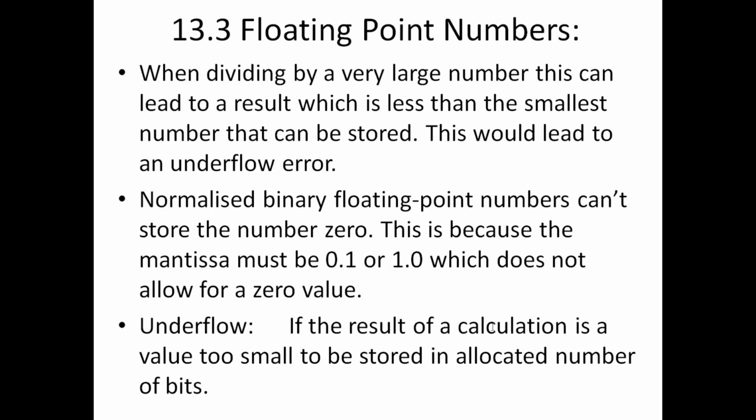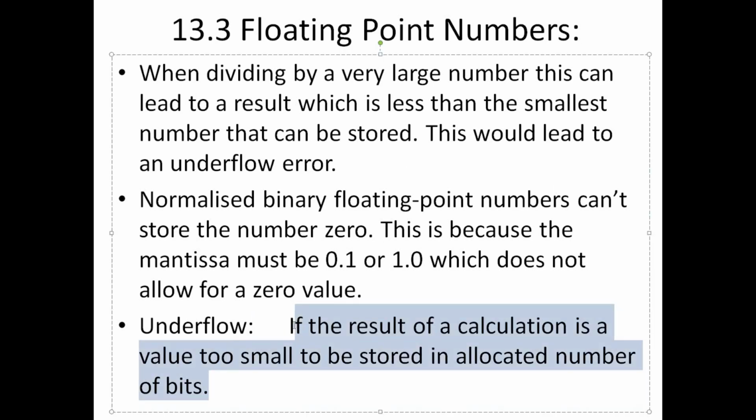One problem with normalized binary floating point numbers is that they cannot store the number 0. This is because the Mantissa must start with 1.0 or 0.1, and that means it cannot store a complete 0. Underflow error: if the result of a calculation is a value too small to be stored in the allocated number of bits, we call it underflow error. This is the basic definition of underflow that you can write in your examination.